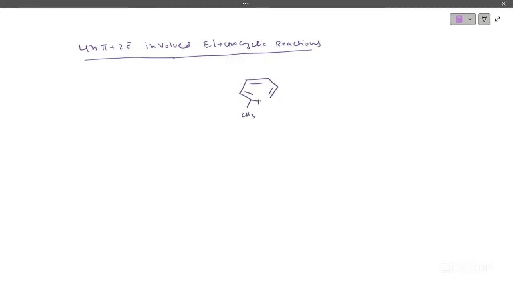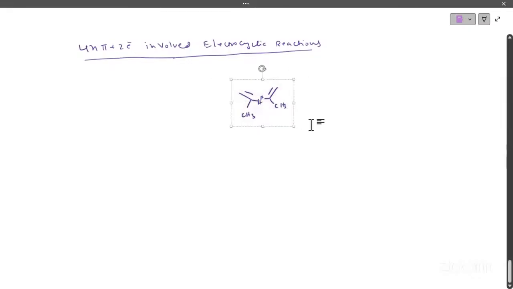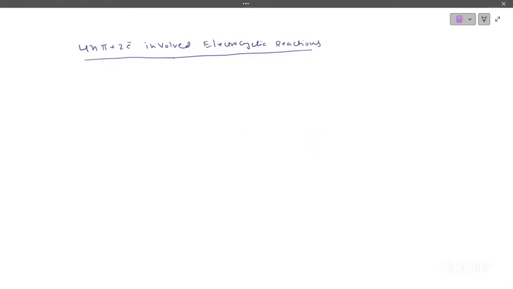For your understanding purpose, I am taking the same substitutions. Methyl group here, hydrogen is here, hydrogen is here, and the methyl group is here. So instead, I am taking a larger size. I will make it into a large size structure. Hydrogen, CH3, hydrogen, CH3.